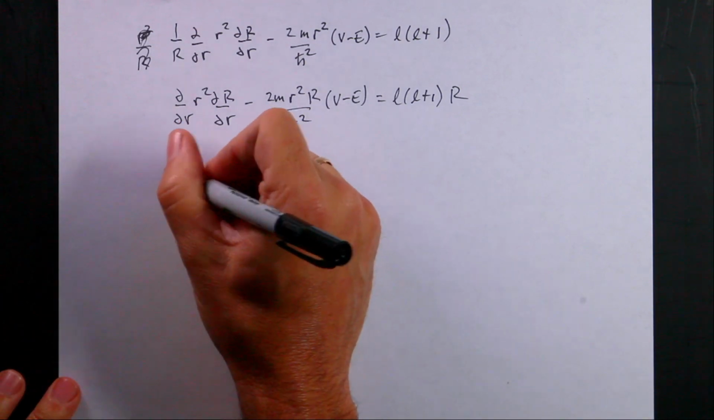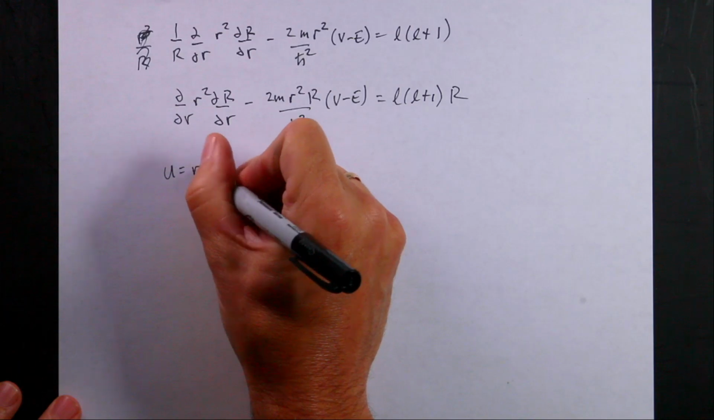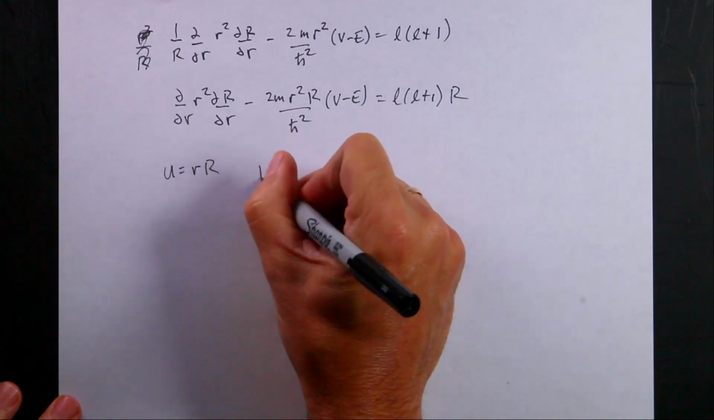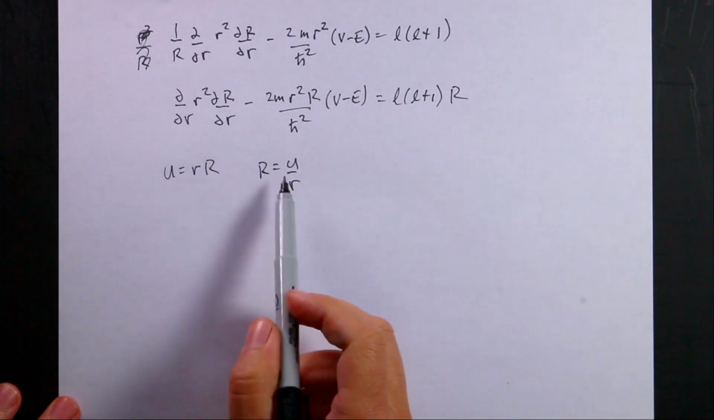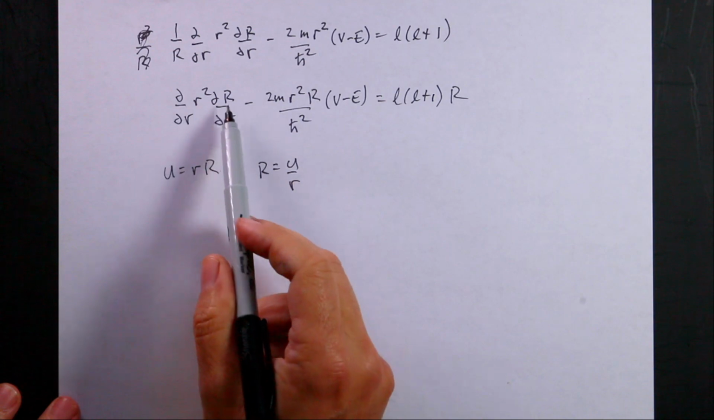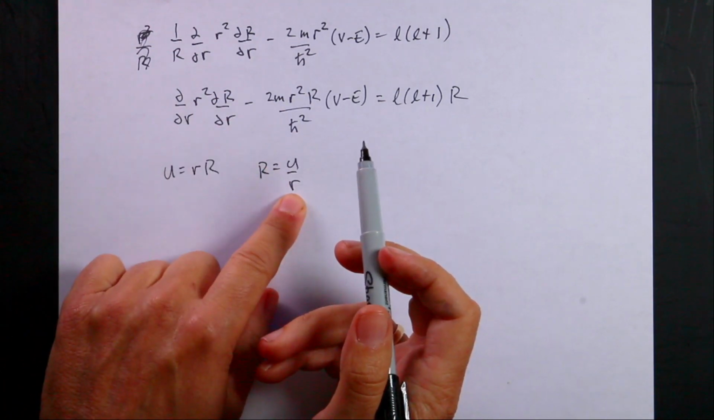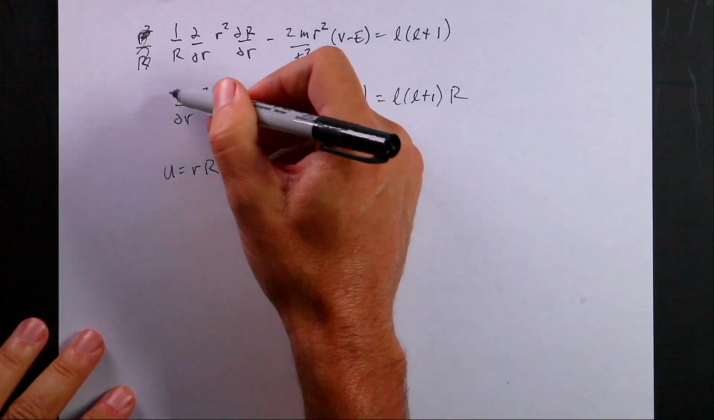And here's the trick. I'm going to define a new function, u equals r times R. And that means that R equals u over r. But if I substitute this in, then I'm going to need to take the partial of this function R with respect to my new function. Okay, and then multiply by r squared and take it again. So I'm really going to just work on this piece right here.